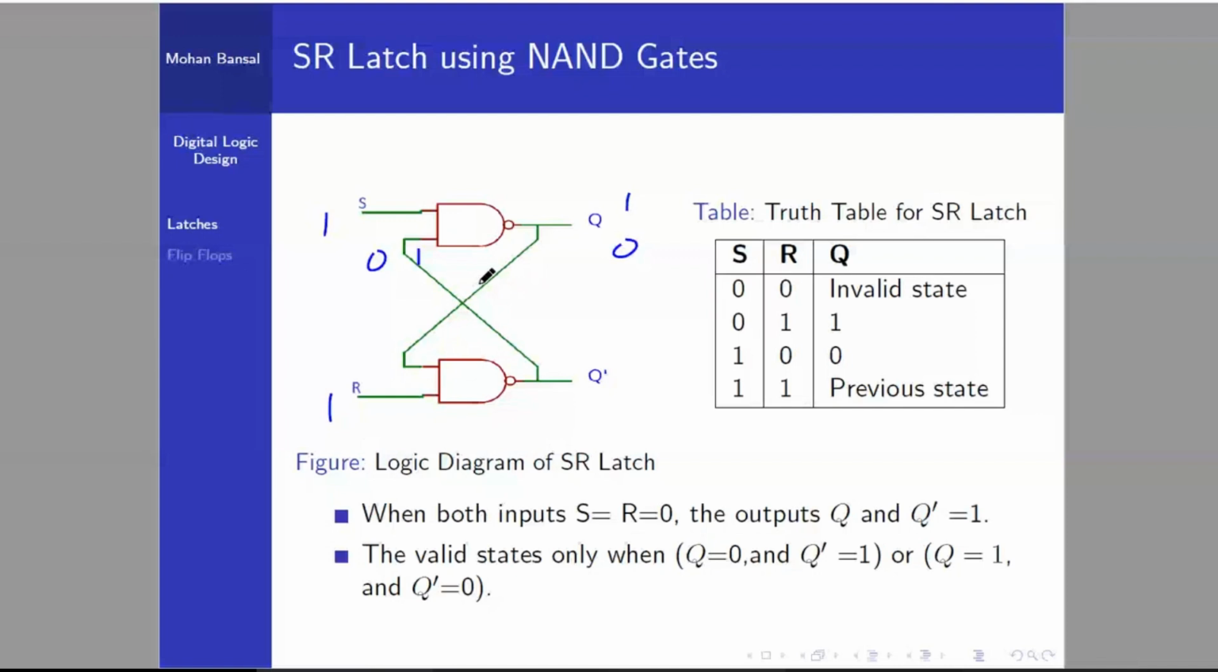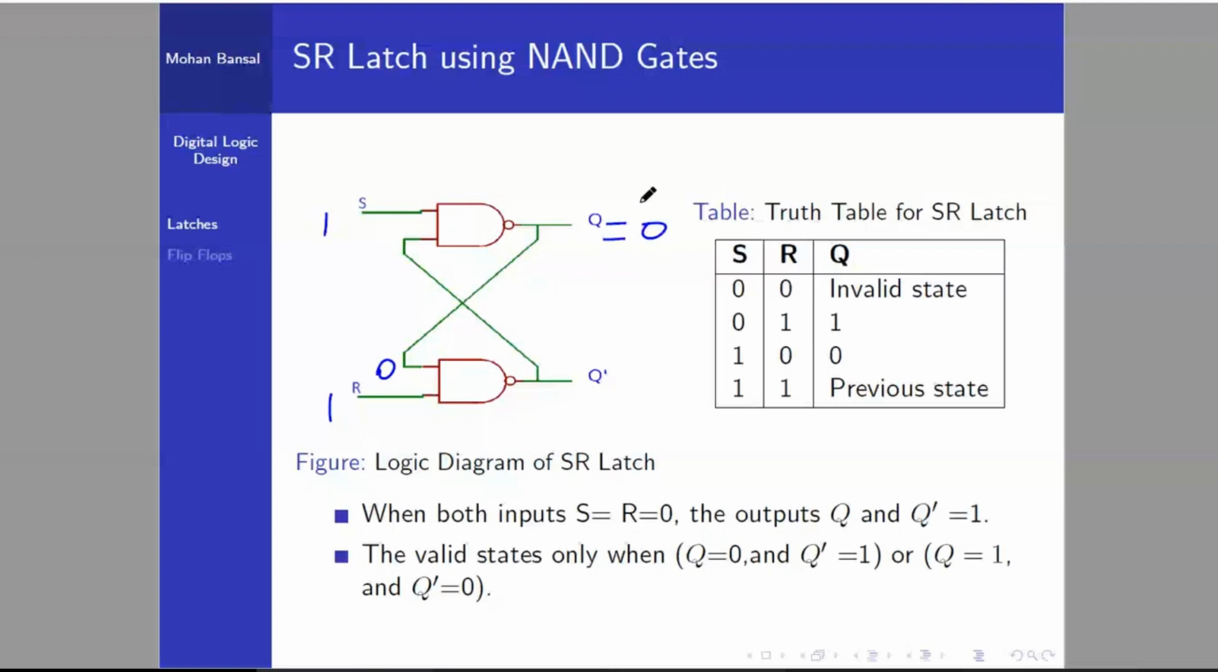What can we do? We just consider Q equal to 0 as a previous state, Q equal to 0 as the old state. Okay, so initially we consider Q equal to 0, so this input will become 0. This is our assumption. We can take 1 also.